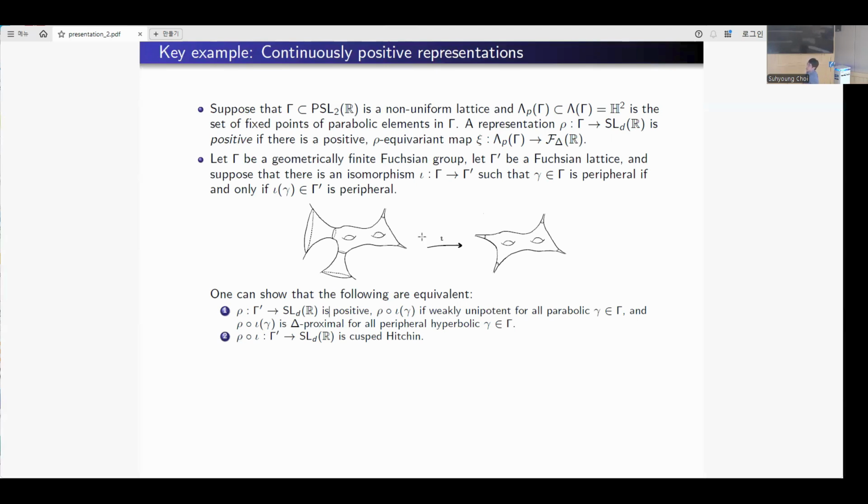No, you're right. I want to assume they are homeomorphic. Sorry, yeah. Thank you. You're right. Thank you for pointing that out. So this is not strong enough. My isomorphism here has to be induced by an isomorphism of H2 quotiented by the Gammas. Yes.